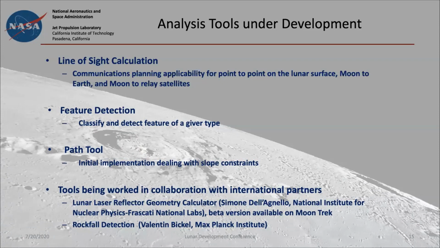We are also actively working with a number of international partners. For example, our current collaboration with Italy's Frascati National Laboratories produced a beta version of the lunar laser retroreflector tool. And our work with Germany's Max Planck Institute led to a rockfall detector that finds rockfalls in LRO images. Just a little bit more about our work in progress.